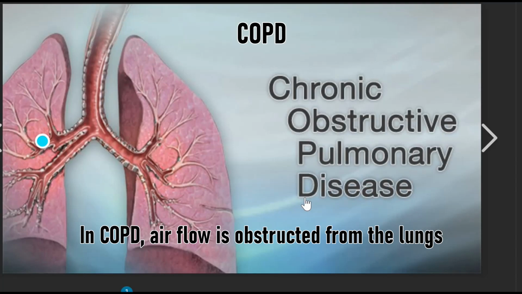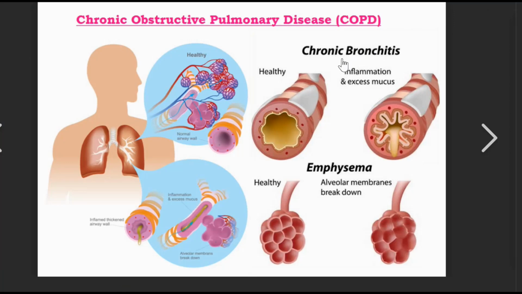There are two conditions that contribute to COPD. That is chronic bronchitis and emphysema. What happens in chronic bronchitis? The bronchi are inflamed and there is excess mucus production. It limits the airflow. What happens in emphysema? In emphysema, the alveoli sacs are damaged, which impairs the gas exchange. So chronic bronchitis and emphysema may lead to COPD.